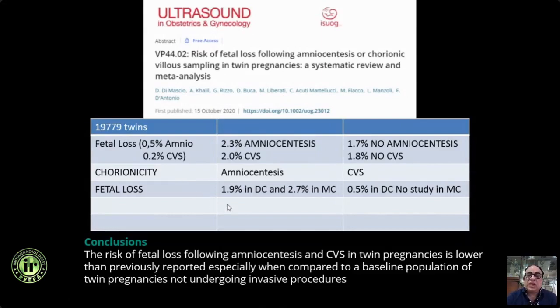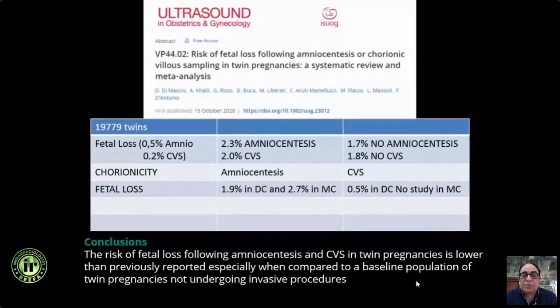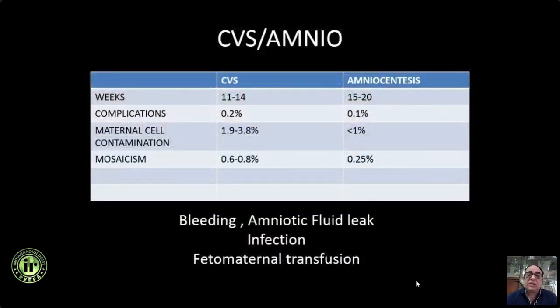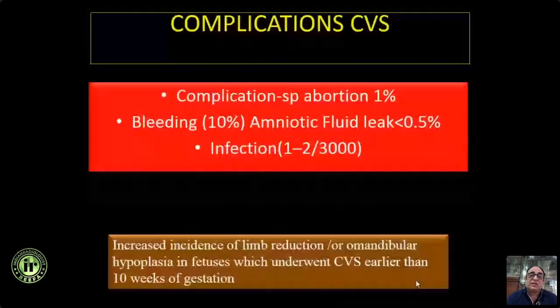And of course, in a monochorionic pregnancy, the risk was slightly higher. But the conclusion is that the risk of fetal loss for both these procedures is much lower than what has been propagated. And therefore, these procedures have gone into disrepute. And I also feel the same, that the complication rate of even a CVS is much lower.